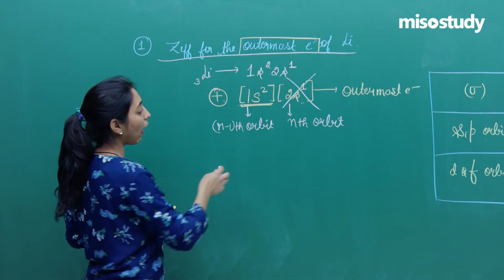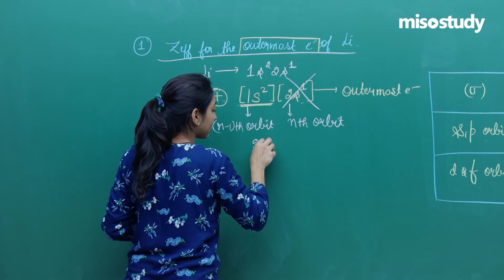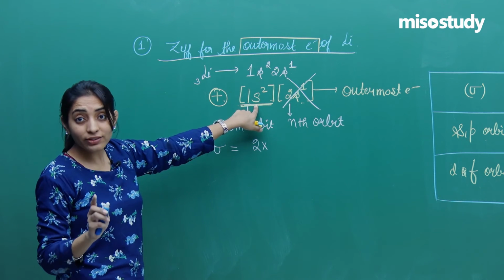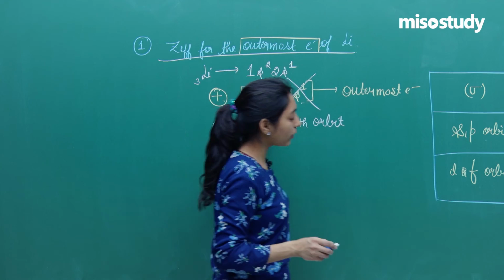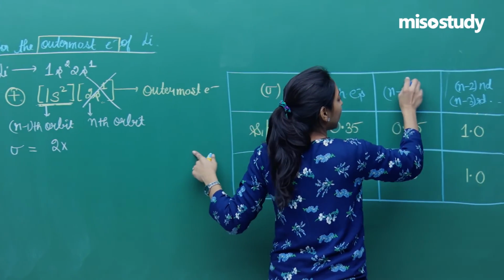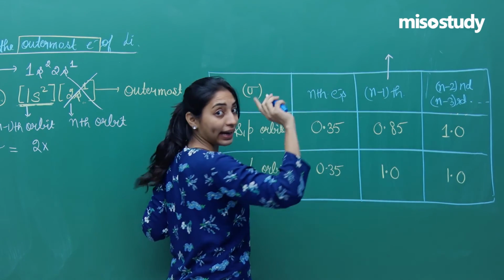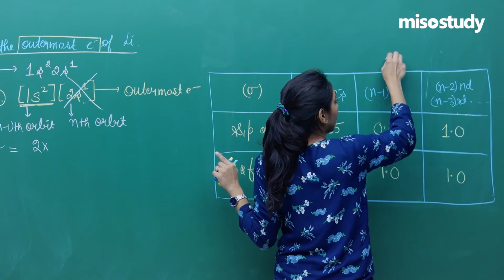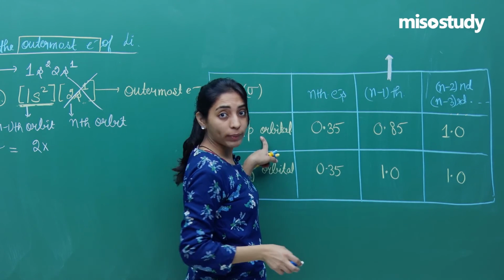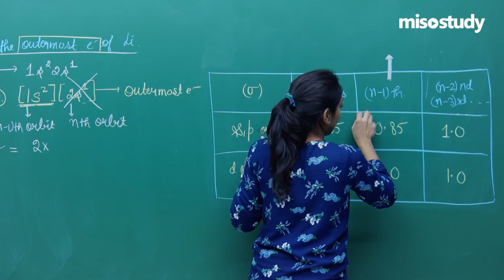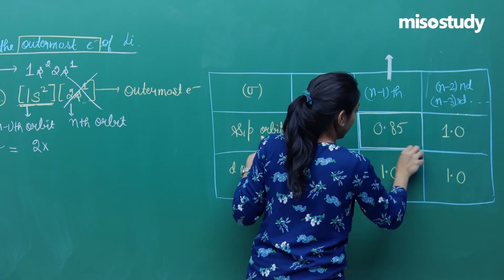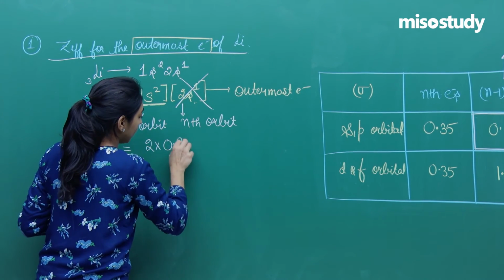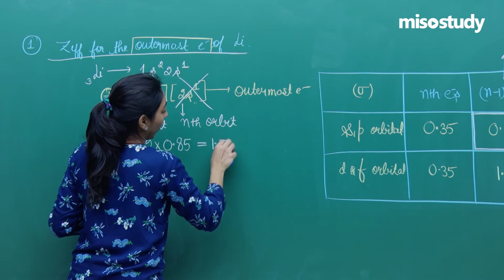Okay. Now see, how many electrons are there? 2 electrons. So what will be the value of sigma? Sigma is equal to, and this is an s orbital electron. So see, come here, the n minus 1th. So we are not going to consider the nth. No, we need to consider n minus 1th electron, and that too belonging to s orbital. So the value will be 0.85. So we'll say 2 into 0.85 will give you 1.7.